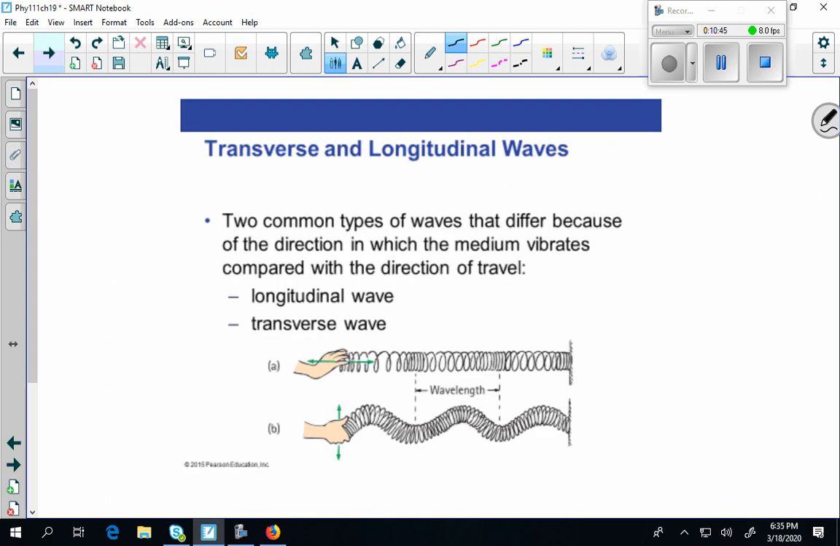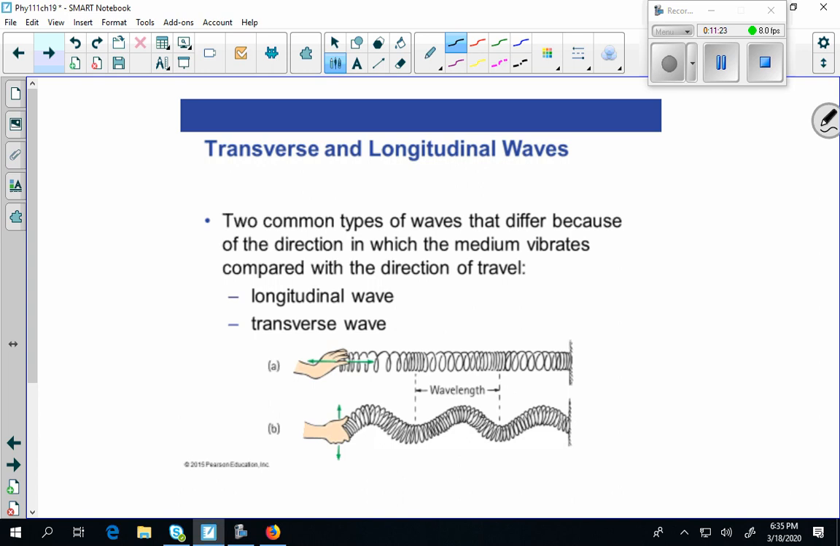So let's talk about these transverse and longitudinal waves. If I were together with you, I would be getting out some slinkies right now, but we can picture them. The two common types of waves that we're going to talk about right now are transverse waves and longitudinal waves. They're different in the direction that the medium, let's just talk about air molecules, that's the medium that carries sound waves, is moving compared with the direction in which the wave is moving.